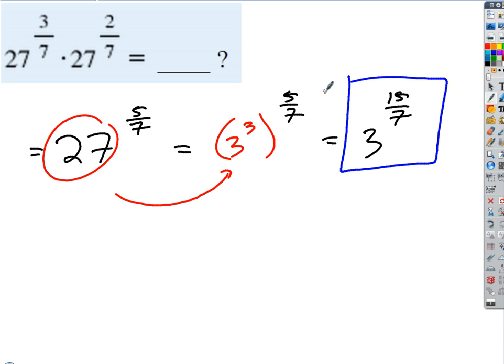Now, we could also, if we chose to, I don't know why you would, but you could also write this as a radical if you wanted to.